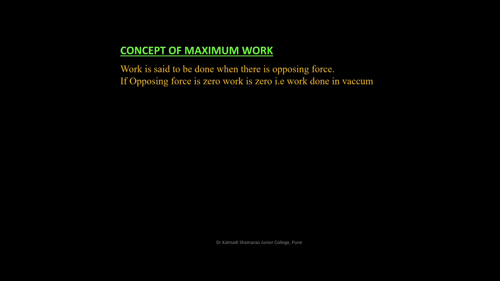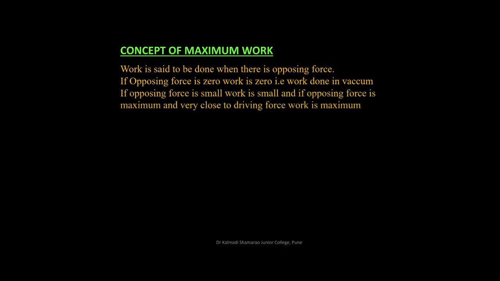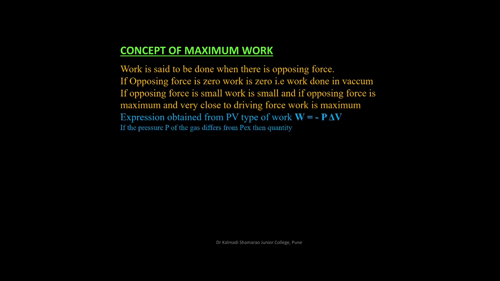We have seen work done in isothermal irreversible process. Now let us see work done in isothermal reversible process, which is also called the concept of maximum work. Work is said to be done when there is opposing force. If opposing force is 0, work is also equal to 0, which is in vacuum. If opposing force is small, work is small, and if opposing force is maximum or very close to the driving force, work is maximum. Hence, the expression obtained is W is equal to minus P delta V.